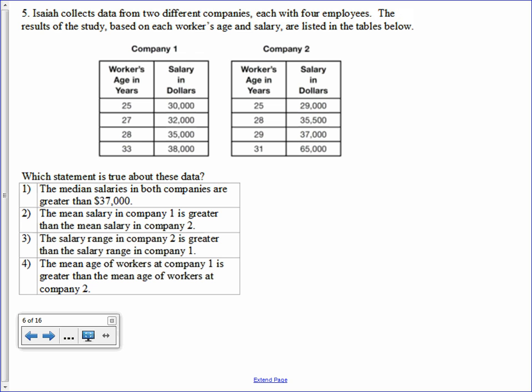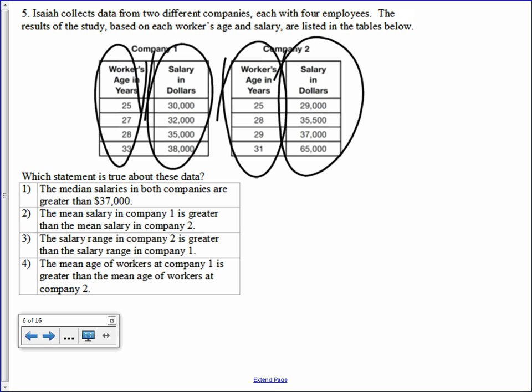This is 4 different data sets. There's no L1 and L2 to use here. We use L2 when there's a frequency list. There is no frequency list. So I'm going to find the mean, the median, and the range for company 1 and for company 2. I'm going to forget about choice 4 right now. Alright, let's just do 1, 2, and 3 first and see if we get an answer.